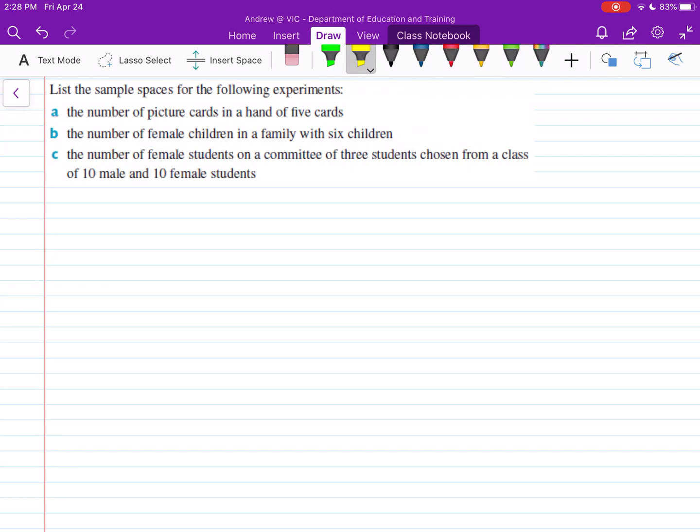Okay, so the number of picture cards in a hand of 5 cards. Okay, and then the number of female children in a family with 6 children. And the number of female students on a committee of 3 students chosen from a class of 10 male and 10 female students.